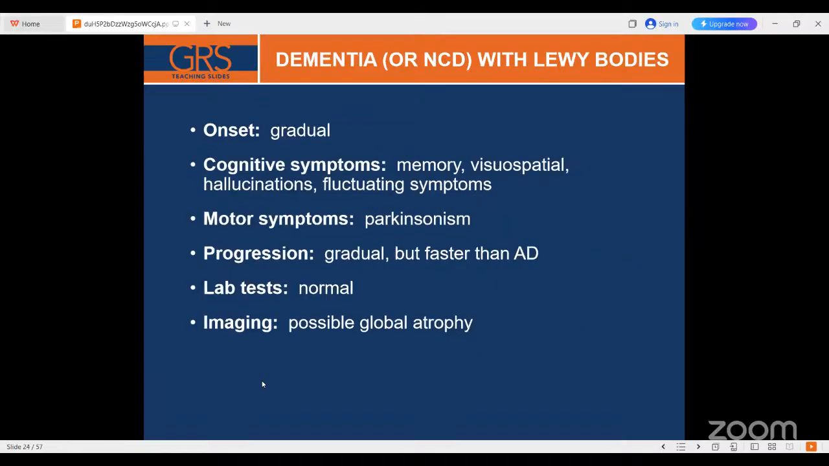Then we have Lewy body dementia, or dementia with Lewy bodies. It usually has a gradual onset. It has memory impairment, visual hallucinations, and fluctuation of symptoms. Motor symptoms are usually like Parkinsonism, and it progresses gradually but faster than Alzheimer's disease. Lab tests are usually normal, but imaging shows global atrophy and sometimes will be normal.